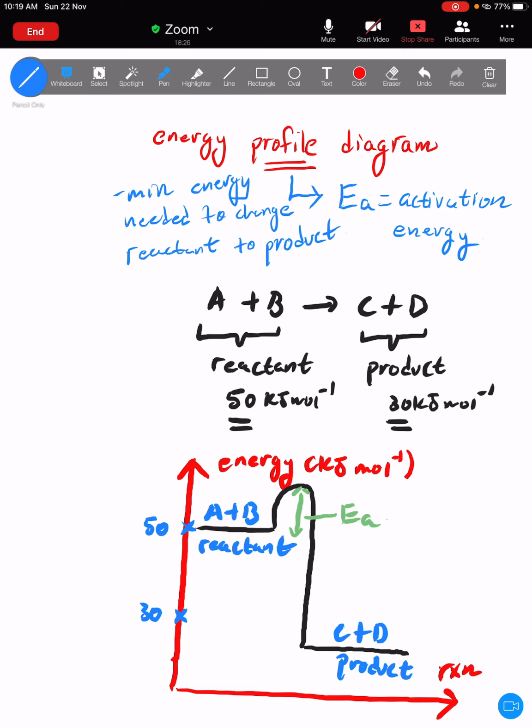Can I put the EA outside? You can, provided that you label it. You label it. It shouldn't be a problem.